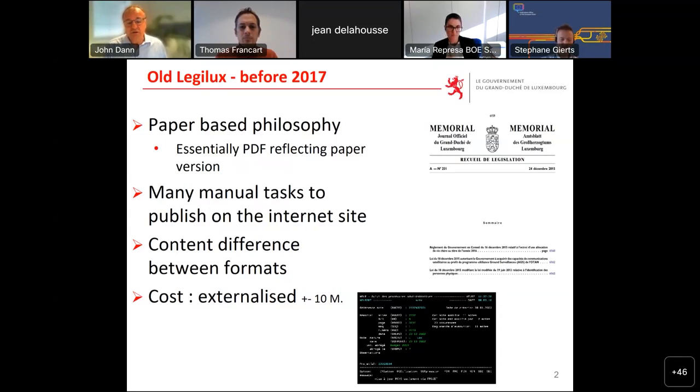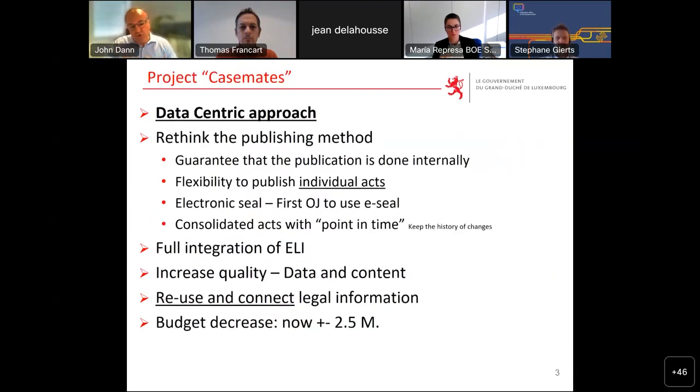So the cost was pretty high because everything was externalized. So I can say the figures because they are official, was around 10 million. And you will see how we reduced it over time with internal staff. So for me, the project Casemat, how I called it in Luxembourg, is really the data approach. It's data is essential. It's data centric. So everything is around data, and all the rest is just a window on the different data. All the applications are actually windows.